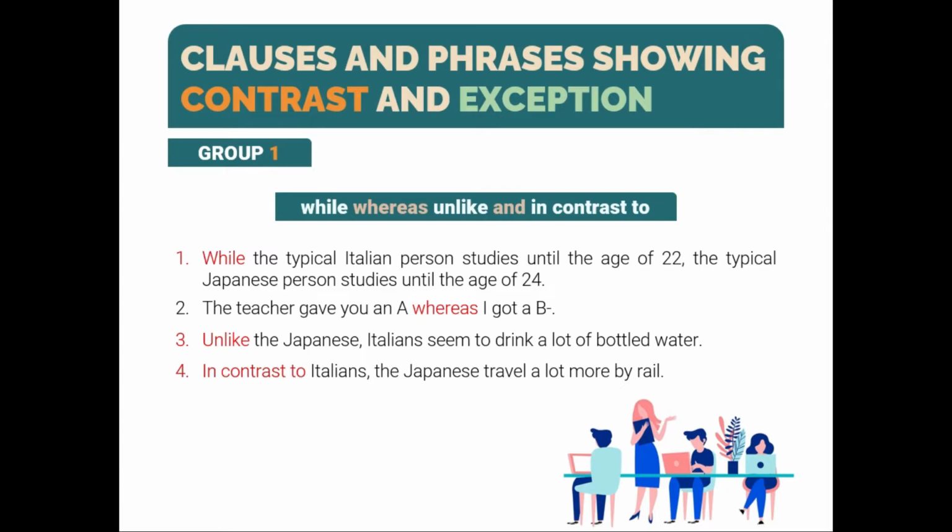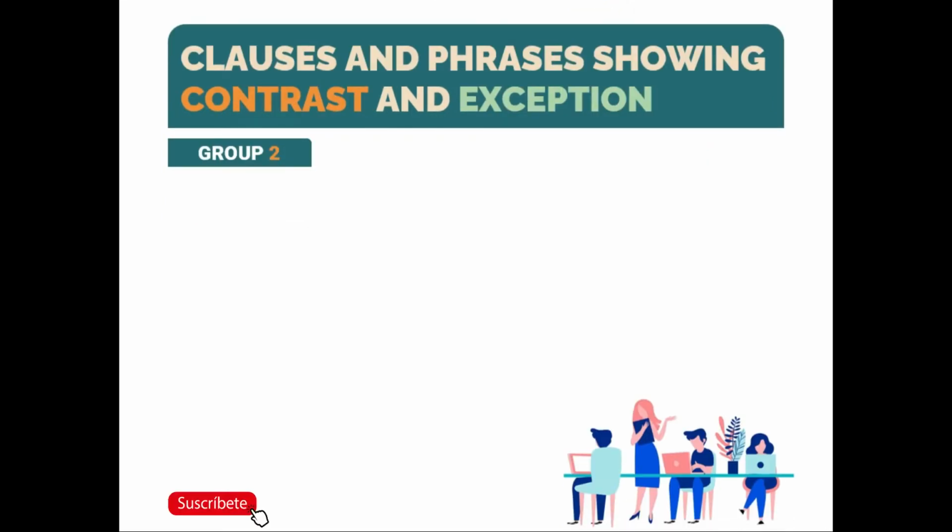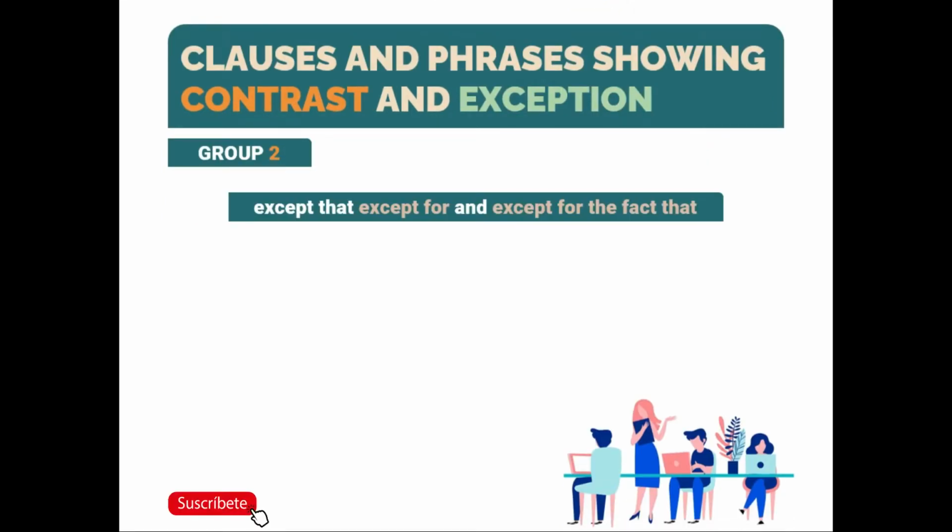Notice when those conjunctions are used at the beginning, a comma must separate clause A from clause B, and when placed in the middle, no comma is needed. Now it's time to form the second group, with phrases like except that, except for, and except for the fact that, which are used to show exception.